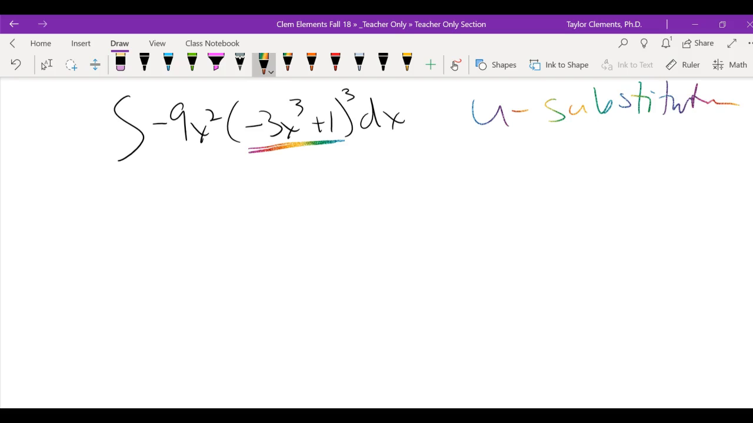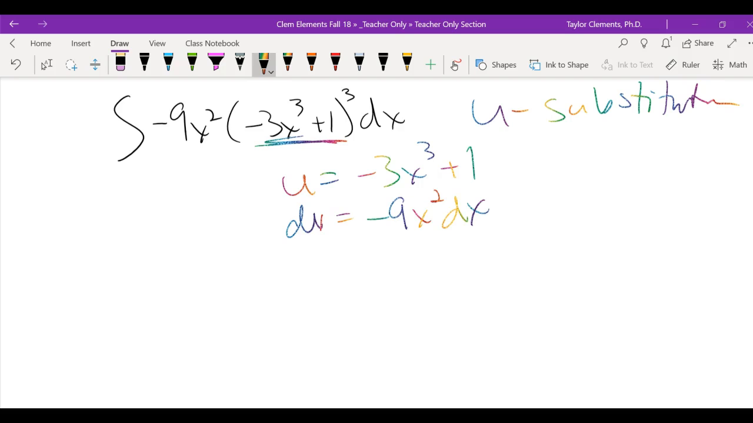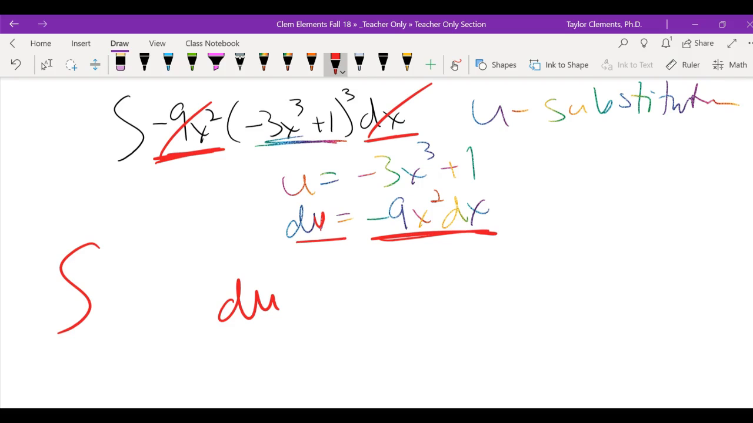The way that works is, okay, we're going to let all of this part right here equal u: negative 3x cubed plus 1. Therefore, du equals negative 9x squared dx. Now we just make substitutions based on what we wrote here. Negative 9x squared dx is all the same as du, so I can just write du right there. I just sub out that and that, because all of that is equal to du.